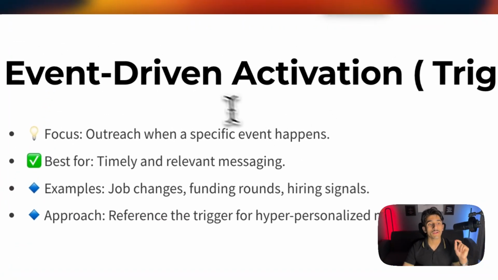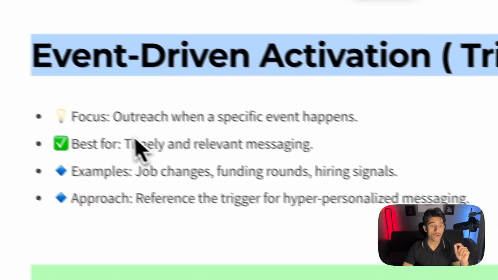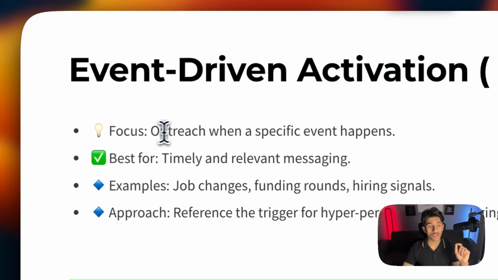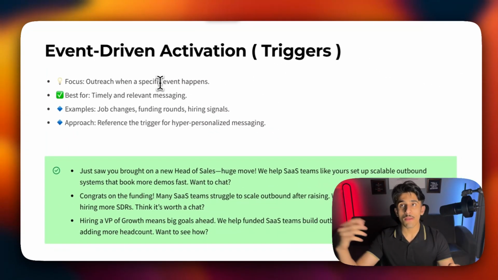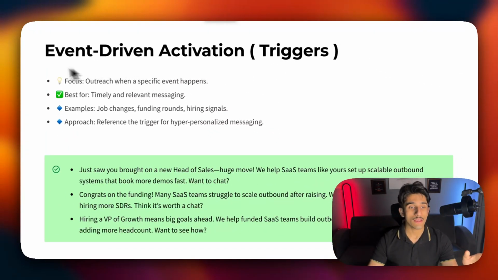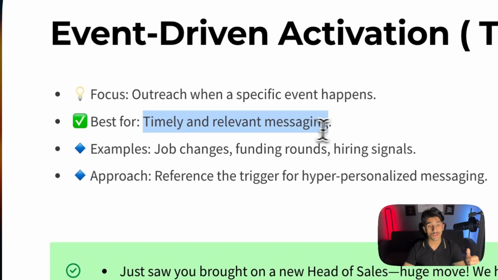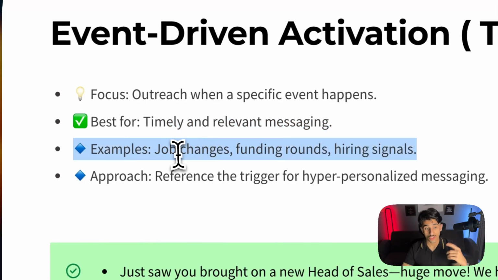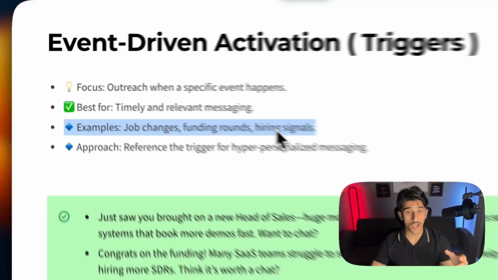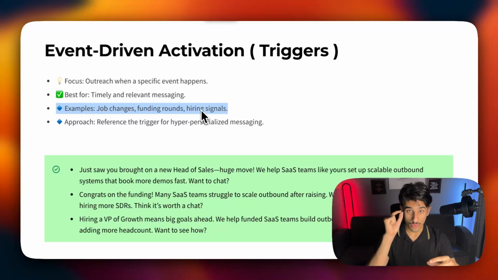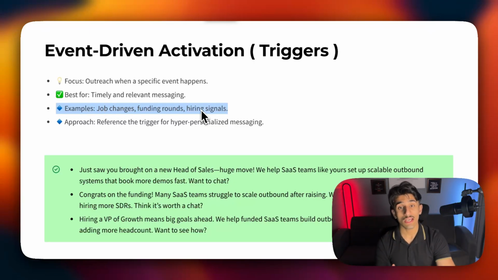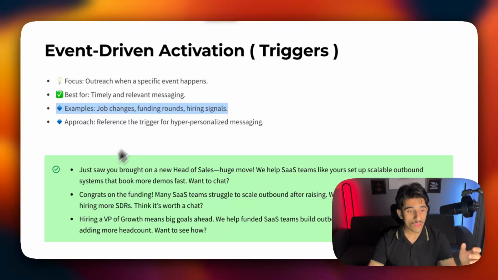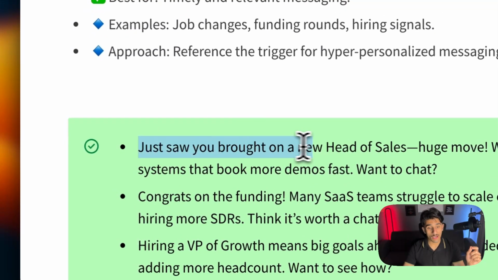Then comes the part of event-driven activation that is known as the triggers, right? Really important. In this, we're going to be focusing on outreach when a specific event happens. It's more like an API and a webhook, right? Then, of course, it's best for timely and relevant messaging. For example, recent job changes, funding rounds, hiring signals, right? As I mentioned previously, there's a really thin line between triggers and relevance, and you can simply leverage that specific trigger or relevance, right?